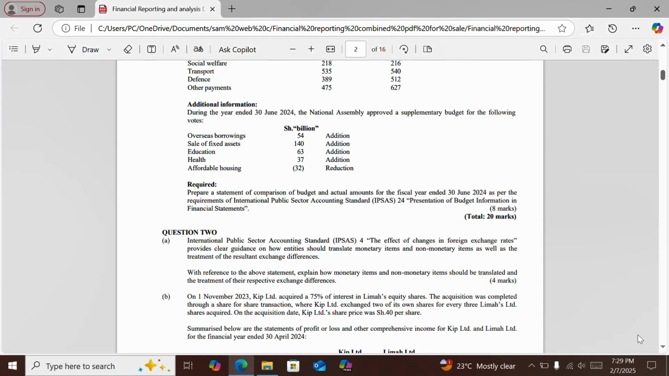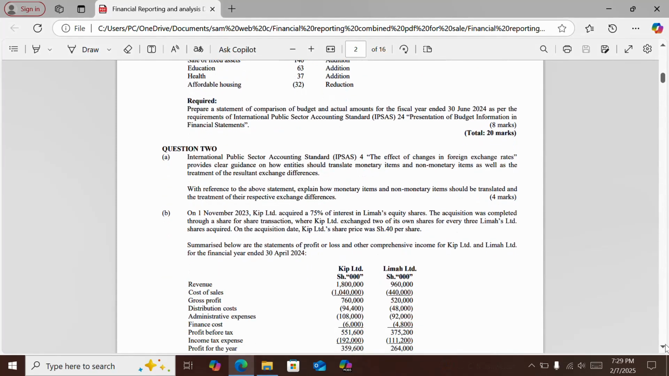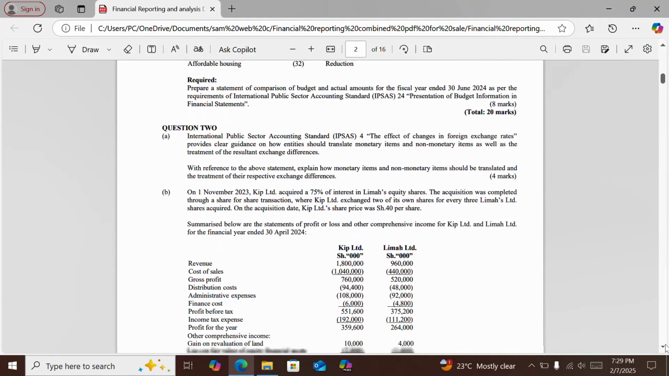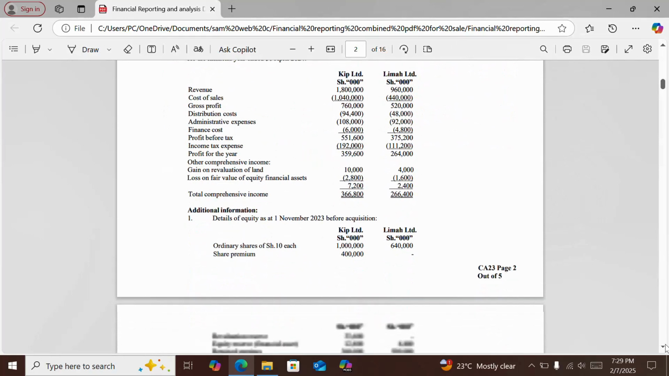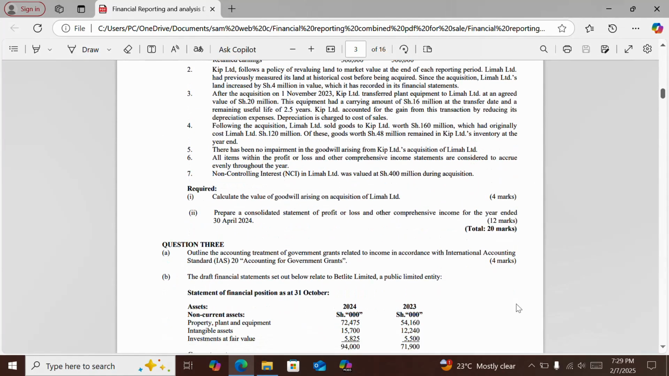Question 2. This part A was a theoretical question. You are required to explain how monetary items and non-monetary items should be translated and the treatment of their respective exchange differences. Part B, this was a question on group which required you to calculate the value of goodwill arising on acquisition of Rima Limited, and then prepare a consolidated statement of profit or loss and other comprehensive income for the year ended 30th April 2024.